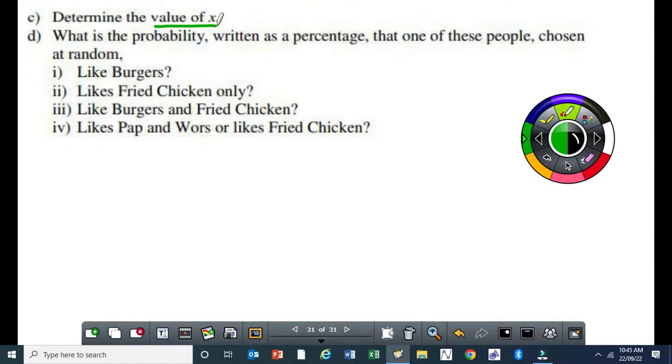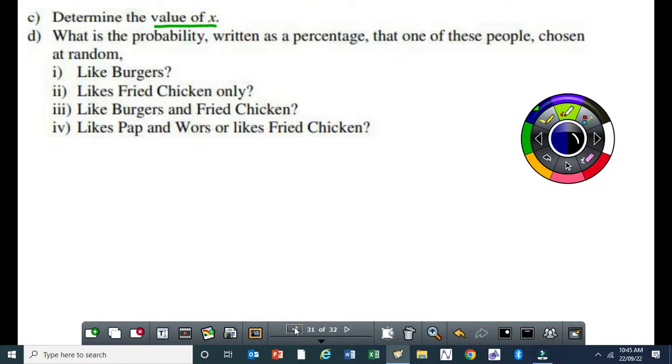Determine the value of x. Okay? Now, your values of x, and remember x must be a positive value.